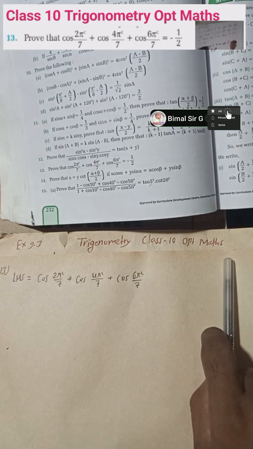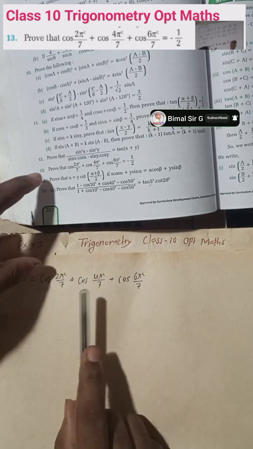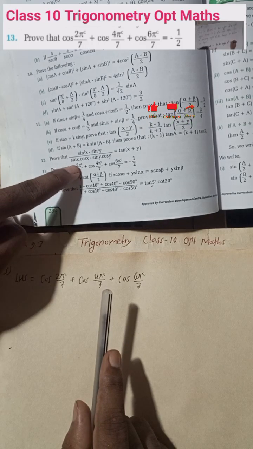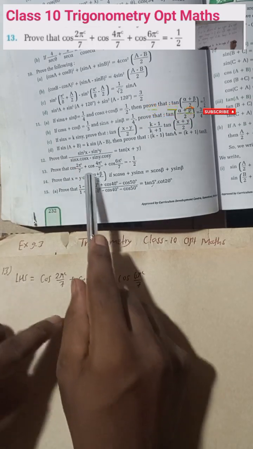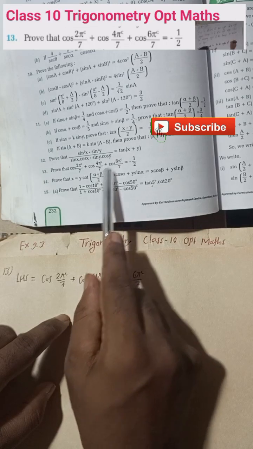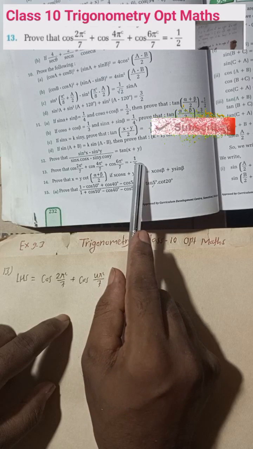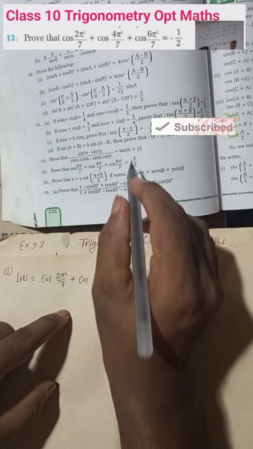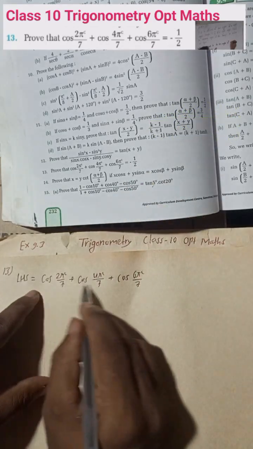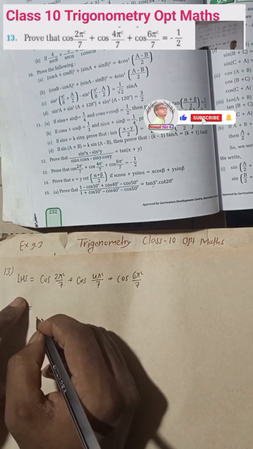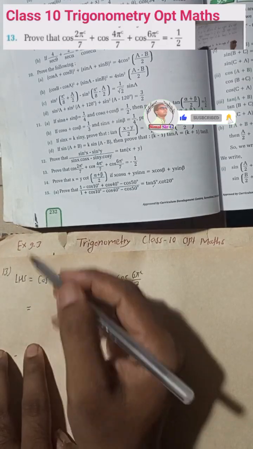This is question number 13 of exercise 9.3, Trigonometry, Class 10 Optional Maths. Prove that cos 2π/7 plus cos 4π/7 plus cos 6π/7 is equal to minus 1/2. We have to prove this. So I have taken LHS is equal to the same expression.